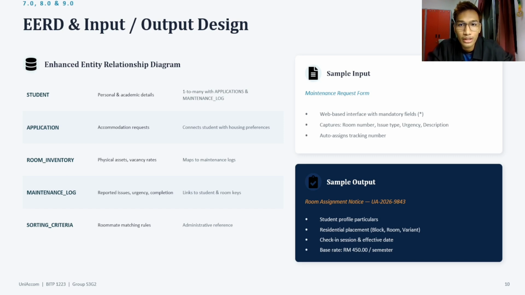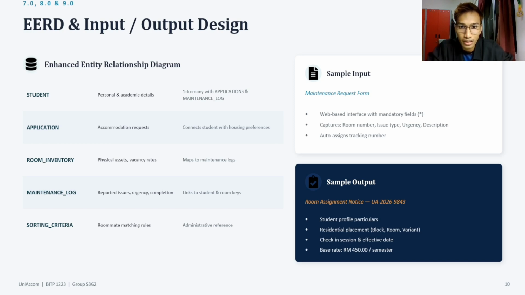Okay, moving on to our technical design, let's look at our enhanced entity relationship diagram and our data inputs and outputs. For the backend structure, we have 5 main data components. Student stores personal and academic details, linking to applications and maintenance logs. Application connects students with their housing preferences. Then we have room inventory, which helps to track physical assets and vacancy rates. Maintenance log tracks reported issues, urgency levels, and repairs. And last, sorting criteria contains the administrative rules used for room matching.